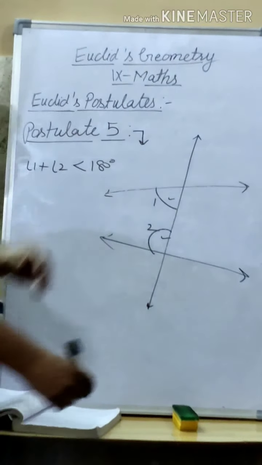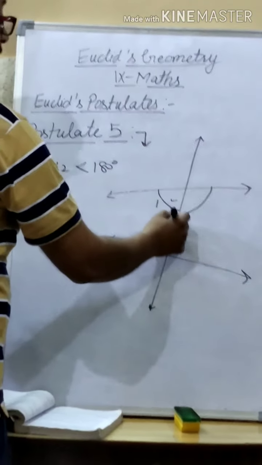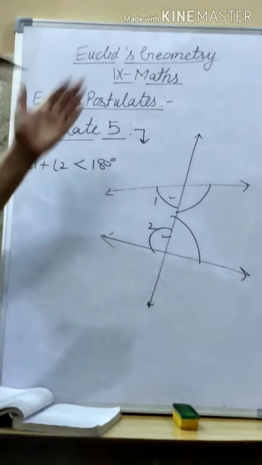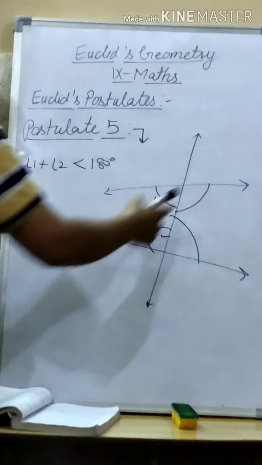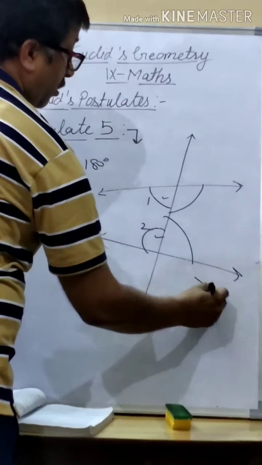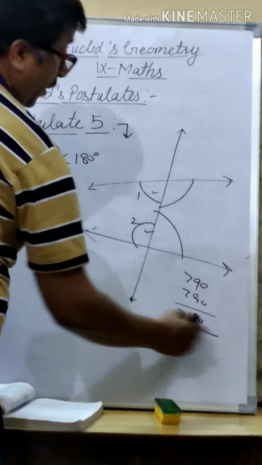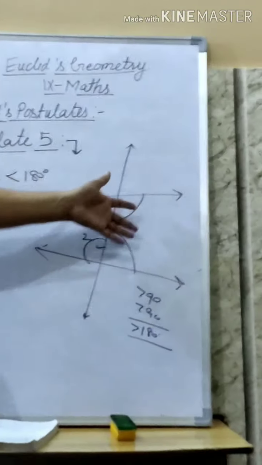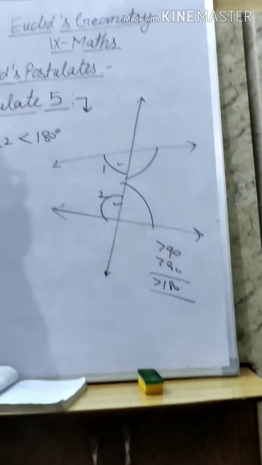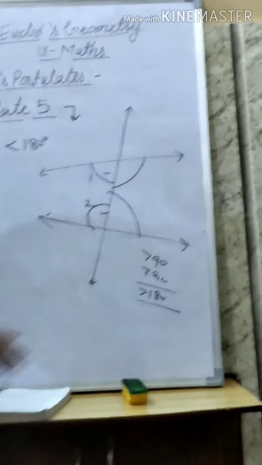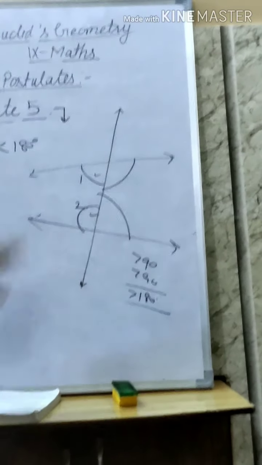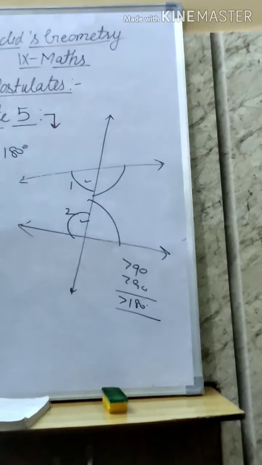Or on the other side, you see this angle is more than 90, and this angle is also more than 90. When you add them, the sum is more than 180 degrees. So in that direction, the lines will not intersect.